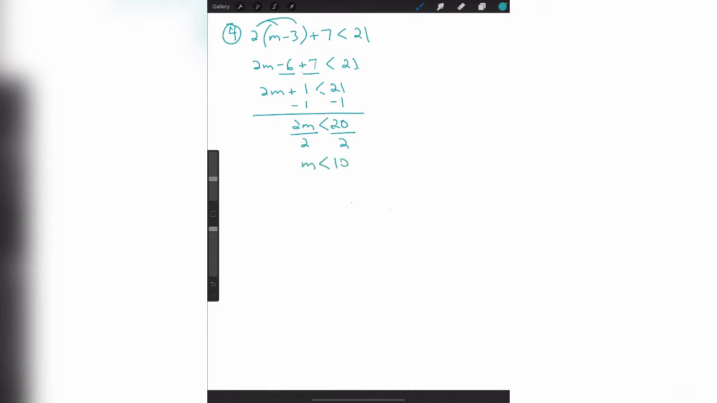Now I can keep that. I don't have to switch the sign or anything like that. I know that I'm able to leave that as is. I'm not dividing by a negative number. This value right here, 2, is a positive number, so I don't have to worry about flipping this sign.